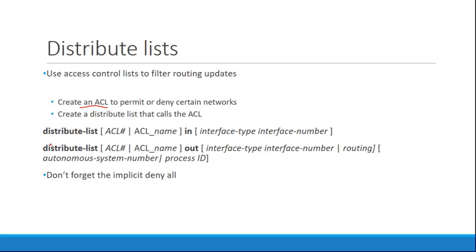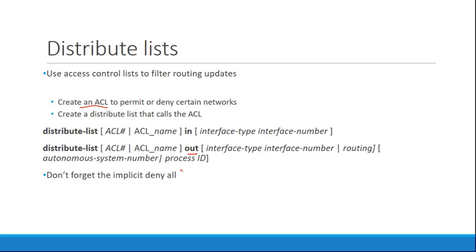If we want to filter routes coming in, we'll do a distribute list, either an ACL number or name, and then the keyword in, and then an interface type and interface number. If we're going to filter things going out, then we'll use the distribute list, ACL number or name, the keyword out, and then we can use interface type and number, or we can also use a routing protocol or a routing process. Depending on the routing process, we would either use the autonomous system number to specify that one, or the process ID. With IGRP, we'd use an AS number. With OSPF, we'd use a process ID.